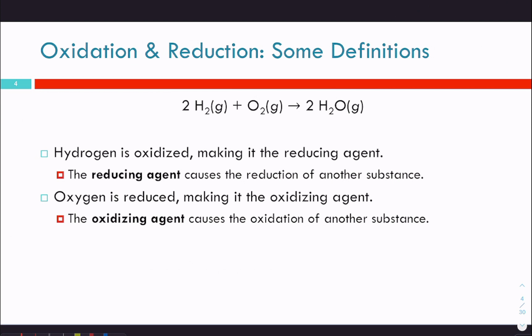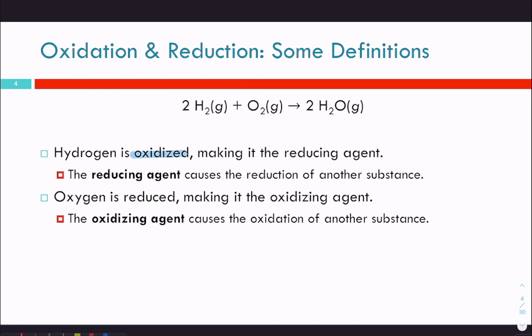So looking at this reaction, we have hydrogen here. Hydrogen in this reaction is oxidized, which makes it the reducing agent. So you can think of this as, if this is oxidized, it lost electrons. Actually, sorry, it gave its electrons to oxygen, thereby reducing oxygen. And then the reverse is also true. Oxygen here is reduced. Actually, let me highlight these.